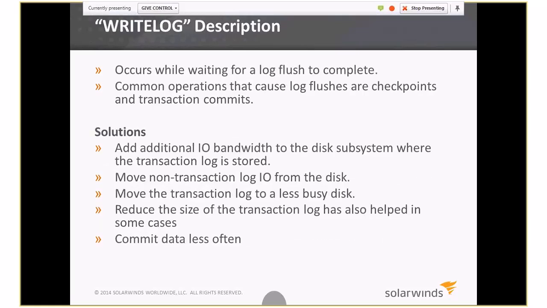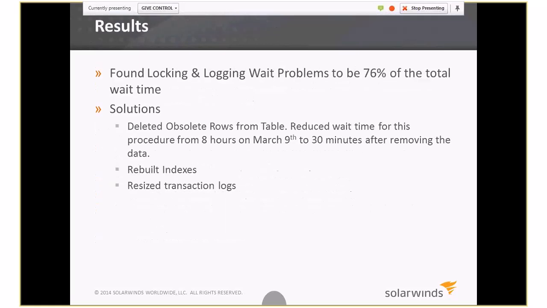Write log, again, I just listed it here to review. Usually it's doing log flushes due to commits. We look at additional I/O bandwidth, maybe move the transaction log or resize it, or commit less often. Well, we found that the locking and logging wait problems were 76% of the total wait time.